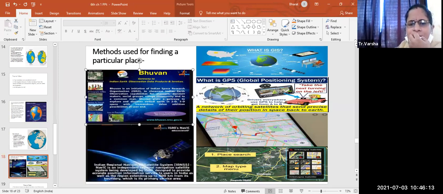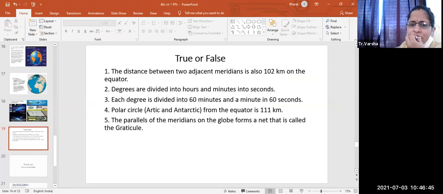One more work is done by satellites, that is the Indian Regional Navigational Satellite System, IRNSS. This satellite is also working for getting the information of a particular place with its exact position and exact boundary. It gives the exact boundary of a place or any information of any position we want to find out. Okay, children, here we have finished with the chapter.